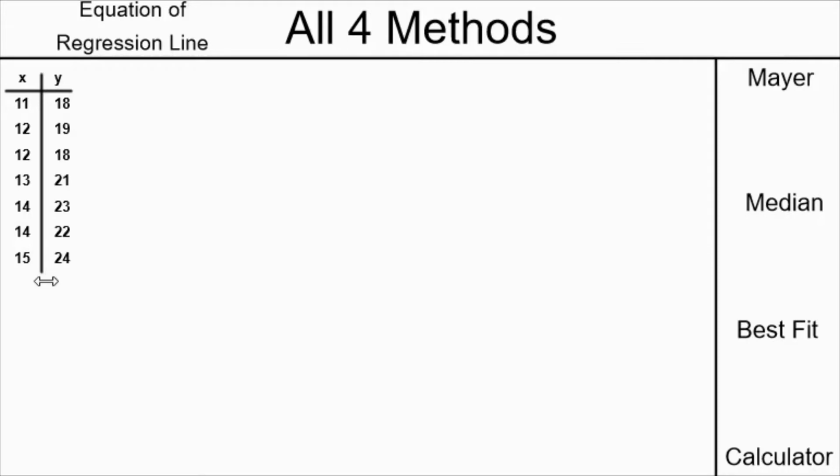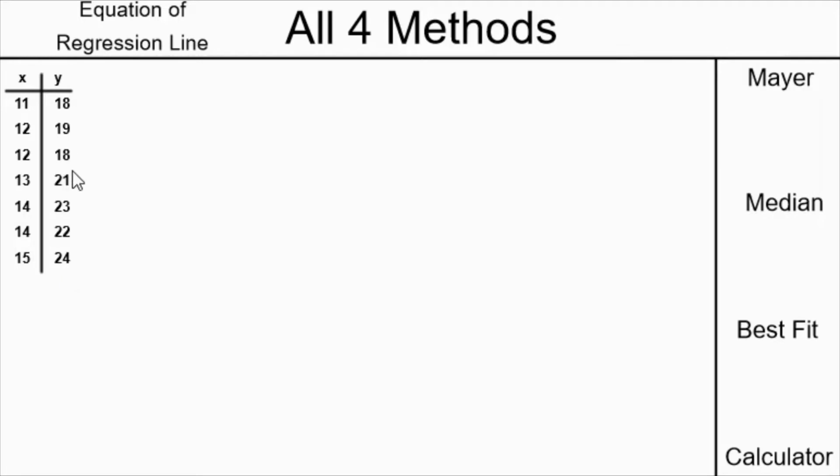Now my set of data is very small. There are only 7 points in it. But I'm doing this on purpose to keep the example small and to keep the calculations small, because comparing all 4 methods with the same set of data ends up being quite a long video.